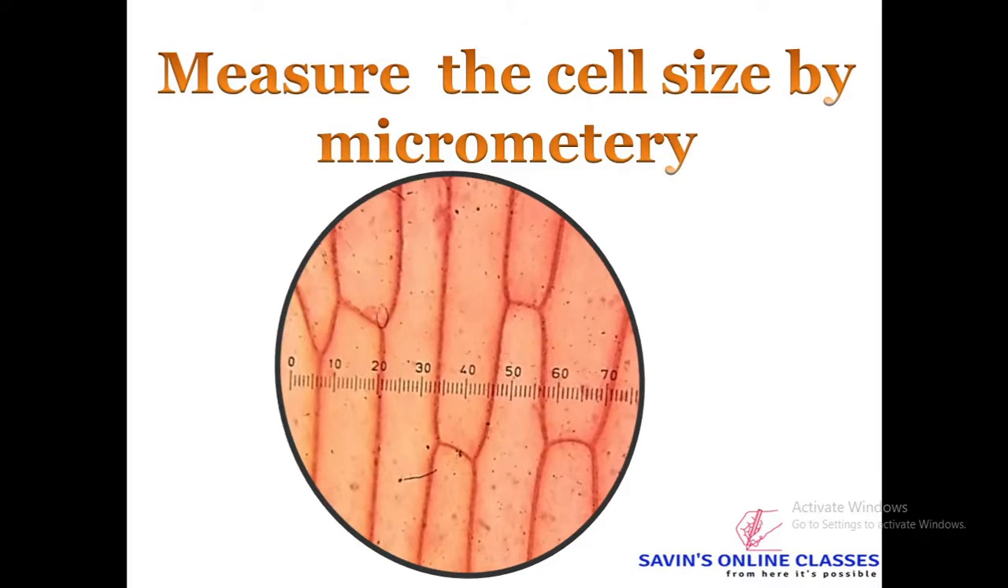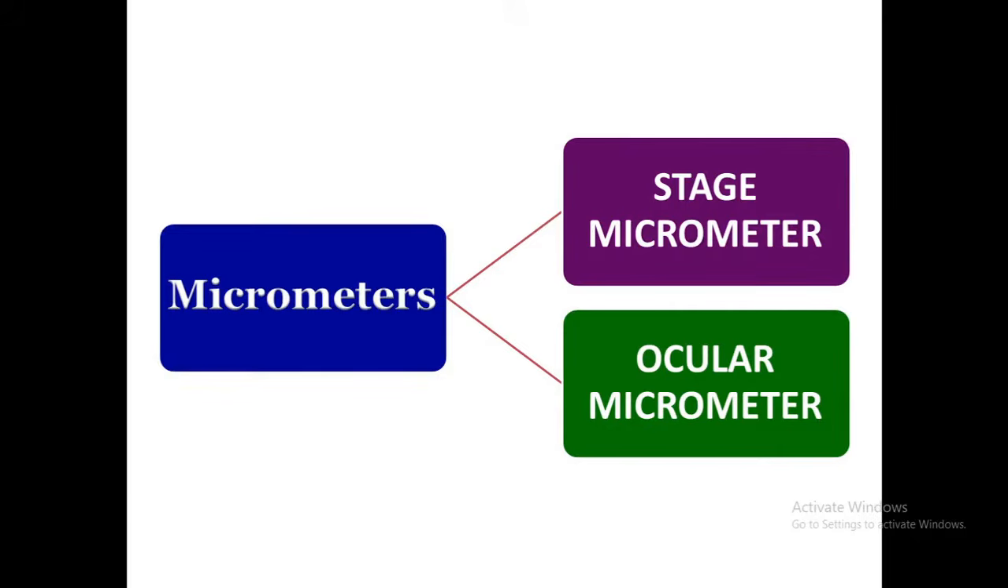In this video, we will learn how to measure a cell size by micrometry. But before we start our lecture, we must know that measurement of the dimension of a cell is done under a microscope with the help of two microscales which are known as micrometers. Both the micrometers have microscopic markings on their surface.